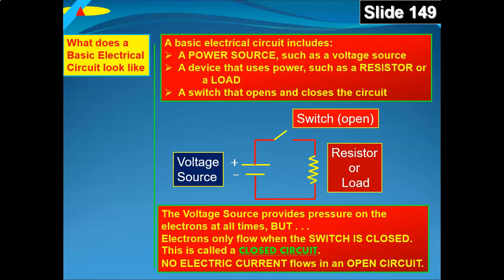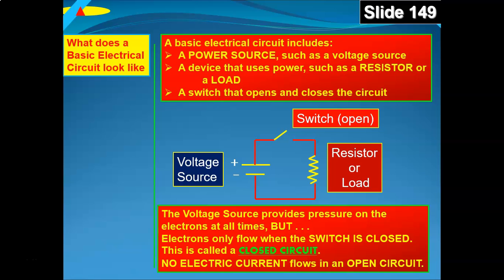A basic electrical circuit includes a power source, such as a voltage source, that would be like a battery, a device that uses the power, such as a resistor or load, just think of a simple one as being a flashlight, and a switch that opens and closes the circuit. So there you see the voltage source on the left. You see the resistor or load on the right.